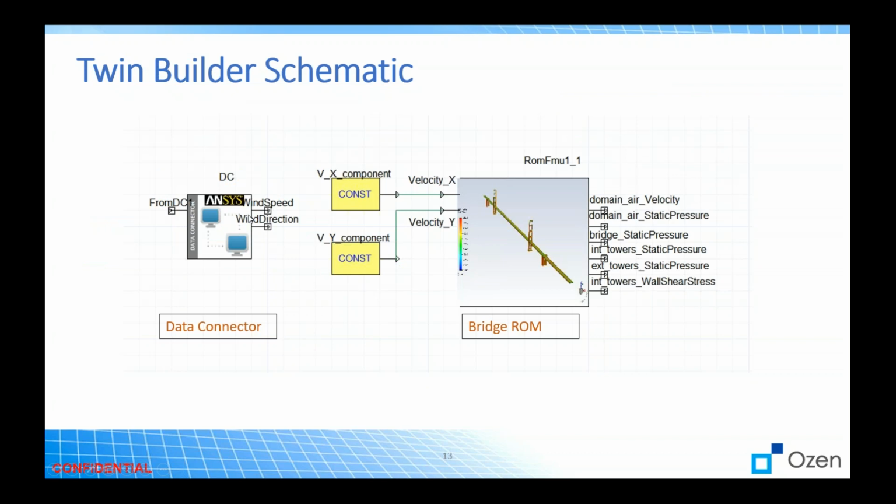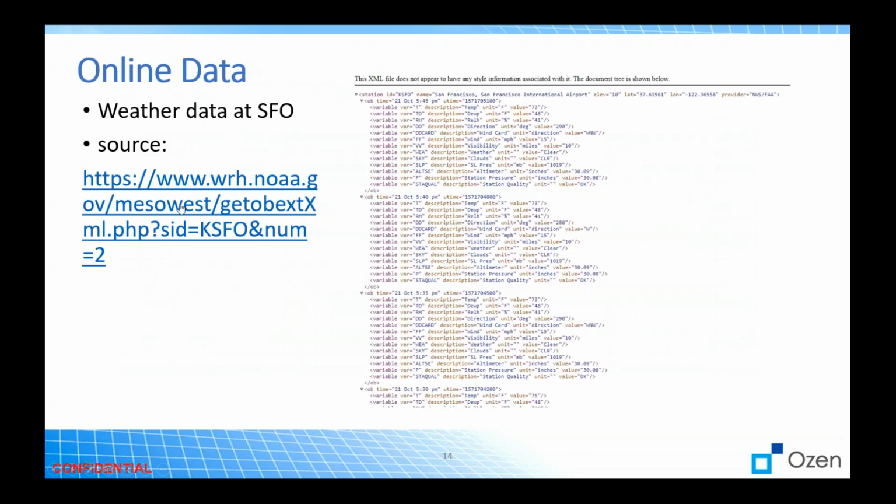Where I was talking about the data connector, where we get the online weather data. This is the online weather data we're talking about. So this website updates the weather data every 5 minutes.